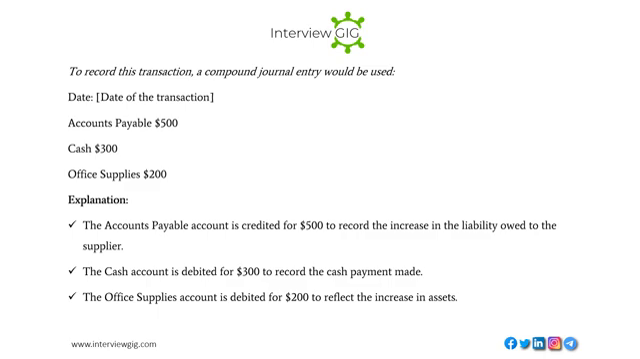Cash $300. Office supplies $200. Explanation: the accounts payable account is credited for $500 to record the increase in the liability owed to the supplier. The cash account is debited for $300 to record the cash payment made. The office supplies account is debited for $200 to reflect the increase in assets.